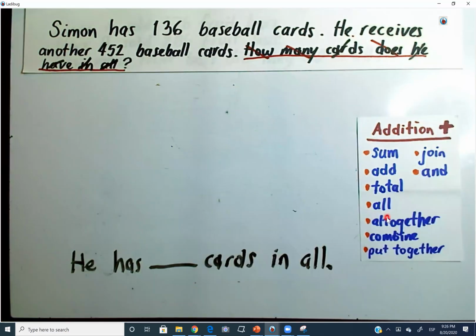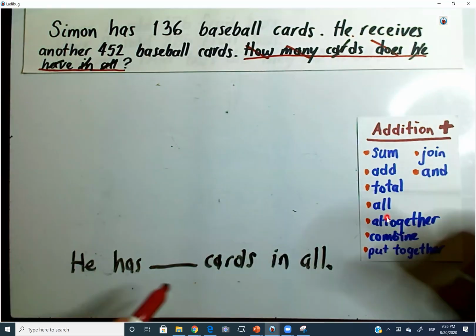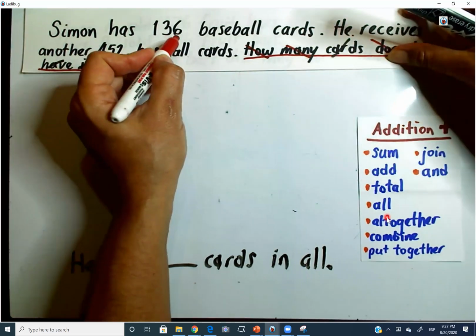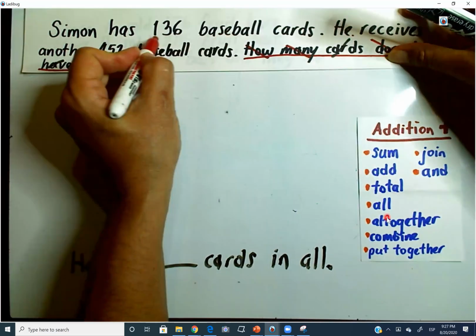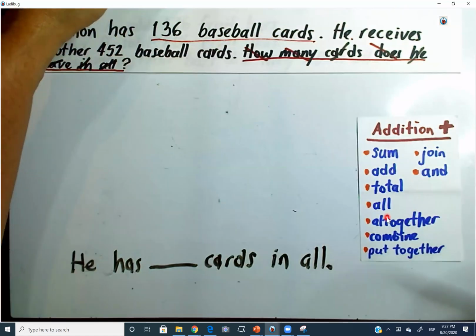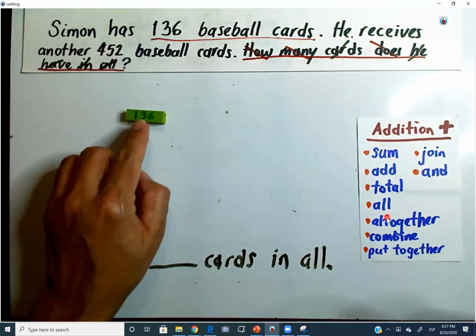Now that I have my sentence statement, I'm going to represent my problem. So if I want to know how many cards he has in all, I have to know first that at the beginning, he had 136 baseball cards. Now I'm going to represent that with a bar. Here it is, 136 cards.